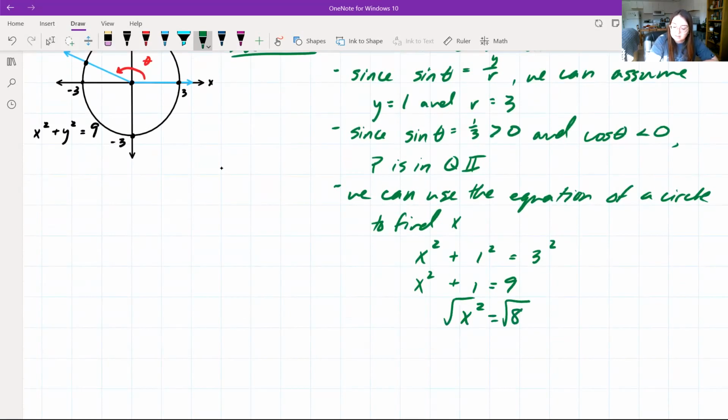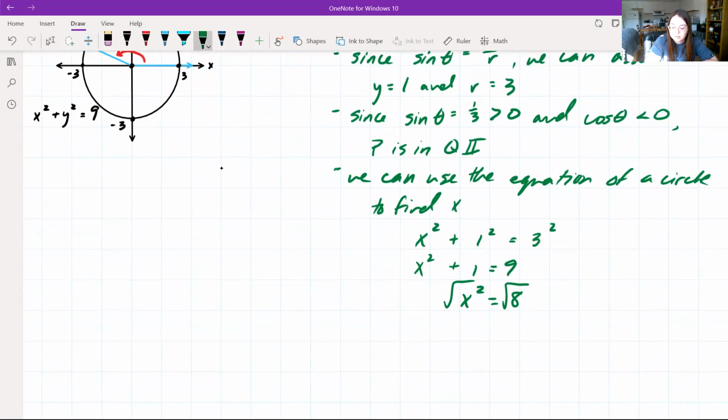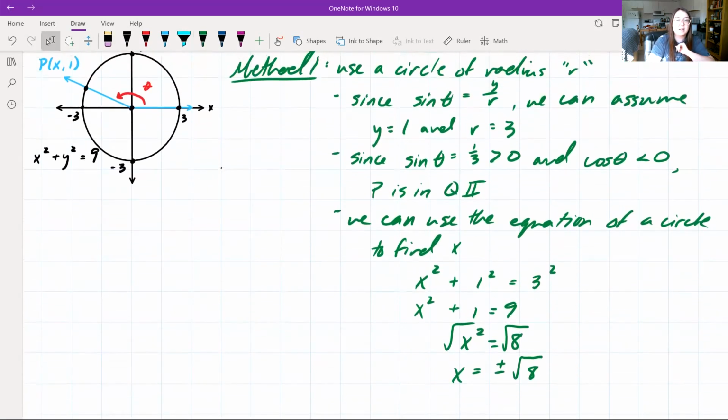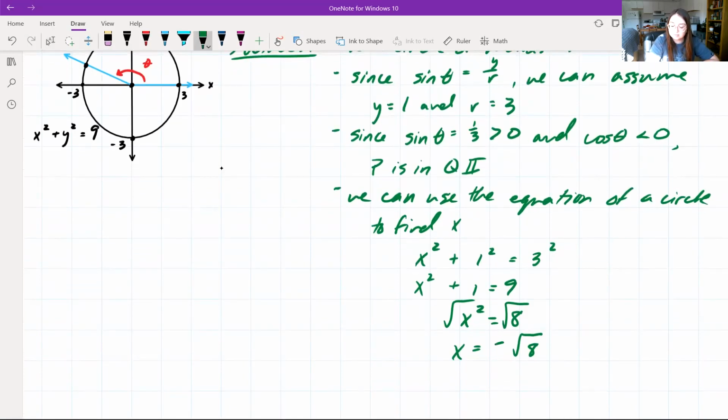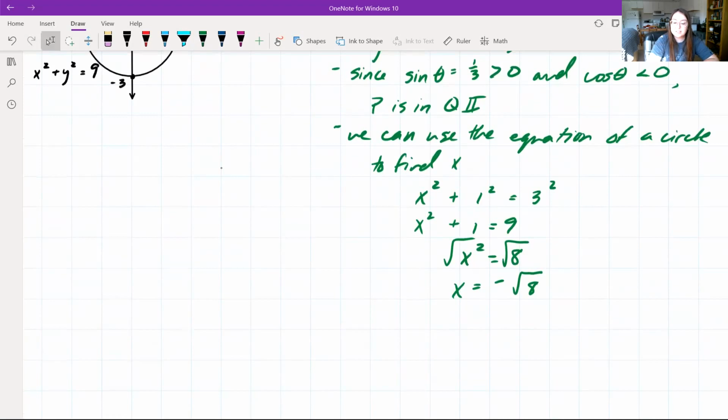We'll take the square root of both sides, and we get x is equal to the square root of 8. Remember, normally we would write the positive or negative square root of 8, but we know that cosine of theta is less than 0, so x has to be negative. So x is equal to negative square root of 8, which we can then simplify. Since this is technically 4 times 2, we can simplify this to negative 2 times the square root of 2.